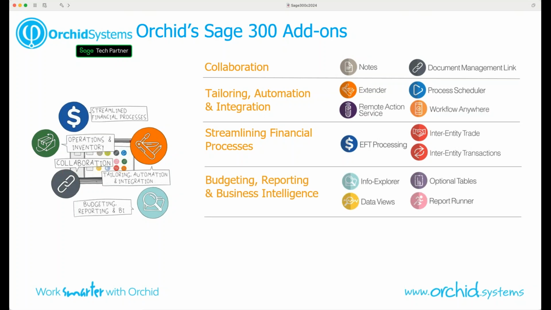And we also have some tools which are very useful in budgeting and reporting, and management of your reports. Info Explorer is our BI drag and drop tool, which allows you to, in a cube style viewer, analyze your Sage 300 data. And you can use it also for budgeting in conjunction with optional tables to store a budget at a lower level than the GL, because Sage 300 allows you to budget at a GL level, but not really at a customer item level or customer vendor or vendor level, and so on.